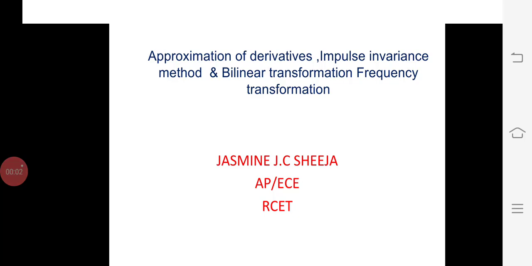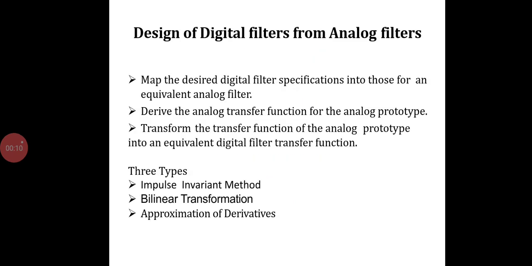Let us see approximation of derivatives, the impulse invariance method, and frequency transformation and bilinear transformation using frequency transformation. Now, what is the design of digital filters from an analog filter? Mapping the desired digital filter specification into those for an equivalent analog filter, and then deriving the analog transfer function for the analog prototype and transforming the transfer function of the analog prototype into an equivalent digital filter transfer function. And there are three types: the impulse invariant method, bilinear transformation and approximation of derivatives.